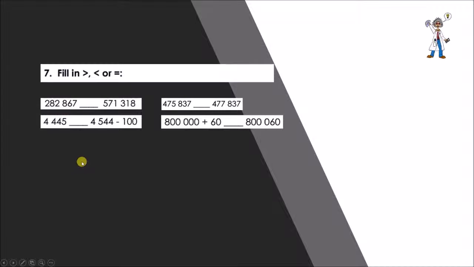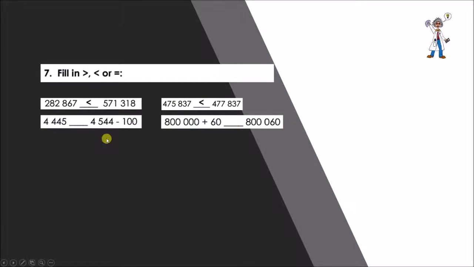Let's use our new signs. What is the relationship between this number and that number? This one is in the 200,000s somewhere, and this one is in the 500,000s somewhere. So it's clear that this one is smaller than that one, or that one is larger than this one. When you look at this one here, 475,000-something is smaller than 477,000-something, so we need that sign, with the sharp point to the smallest number.